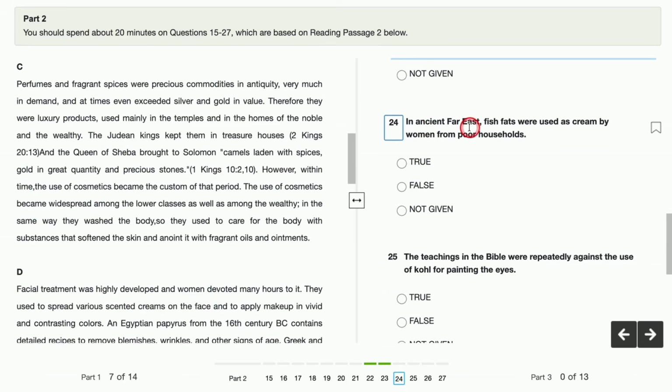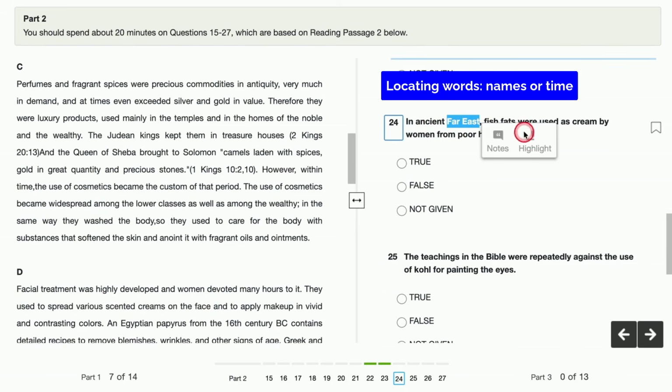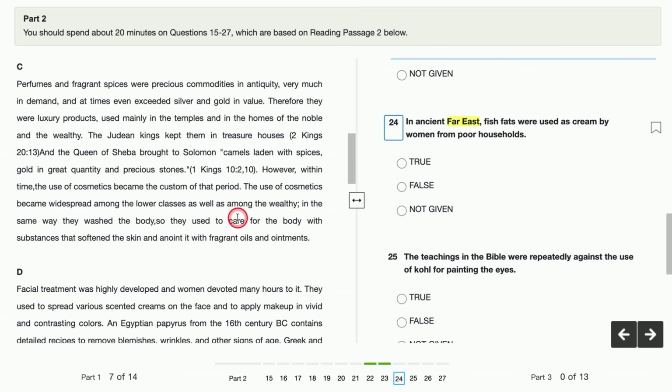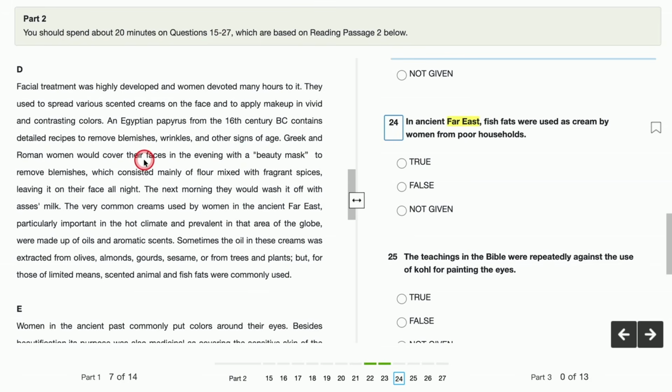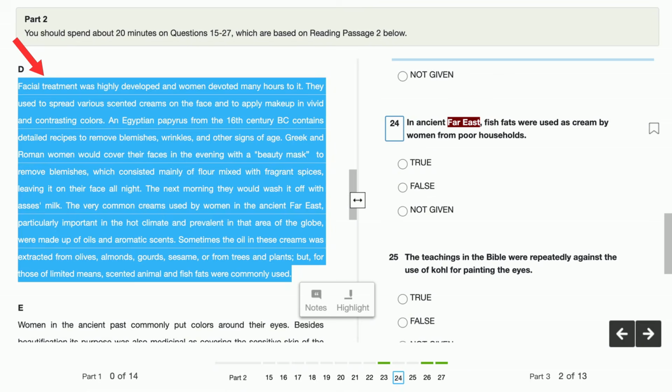In ancient Far East, here it mentions a place name, so we don't need to continue reading the question. We only need to highlight it. We read the question only after we find the Far East in the passage, right? Now, I'm going to play the audio for paragraph D. You try to find out if this paragraph mentions Far East, and at the same time try to understand the general meaning of the paragraph.